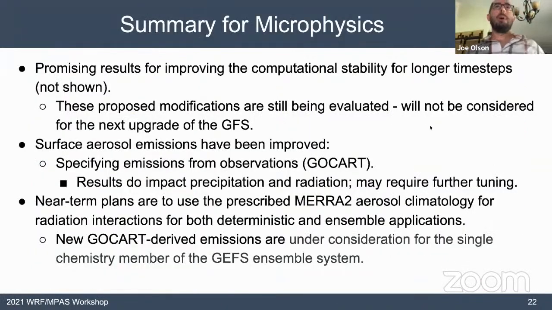So in summary, we've done a lot of work on trying to improve the computational stability for longer time steps. I didn't highlight any of that here, but the surface aerosol emissions have been improved, at least to be more physical. I think we're still analyzing them to make sure that the magnitudes of these fluxes are good. But overall, I think that this is a step in the right direction. These results do impact the precipitation and radiation, so it may require some further tuning, but this won't go into the next version of GFS anyway. We have a little bit of time there. The near-term plans are to use the prescribed MERRA-2 aerosols for interaction with radiation, but we are considering using these new GOCART-derived emissions for a single chemistry member of the GEFS ensemble.